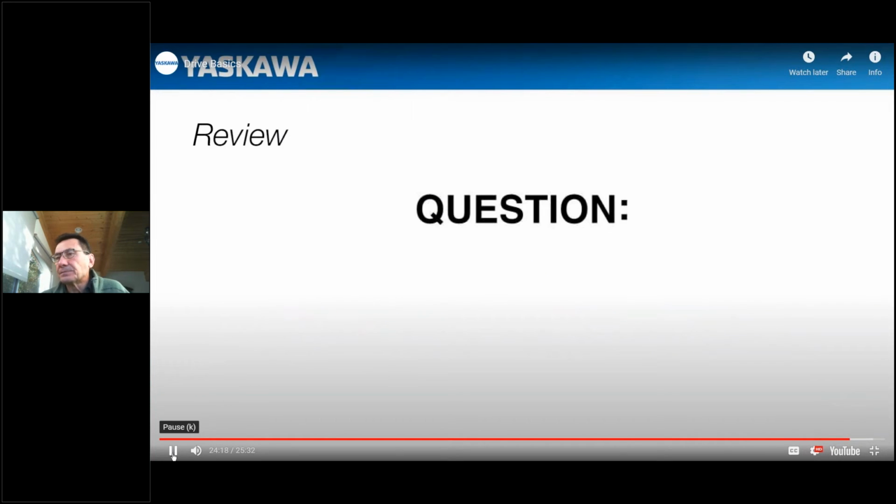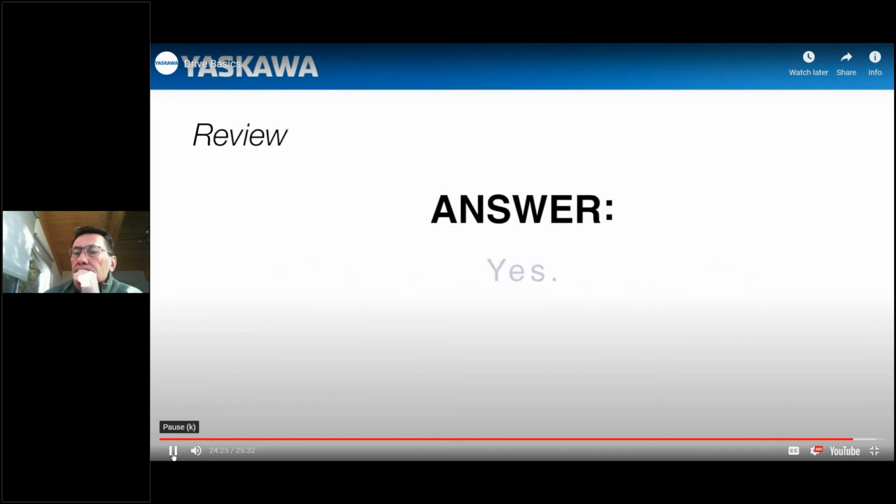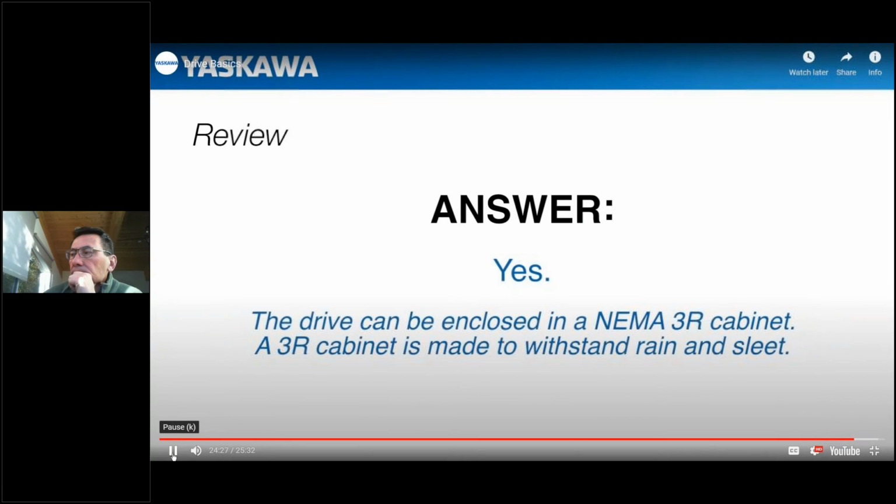And now for our final question. Can a drive be mounted outdoors? Well, of course it can be, if it's enclosed in a NEMA 3R cabinet. A 3R cabinet is made to withstand rain and sleet.